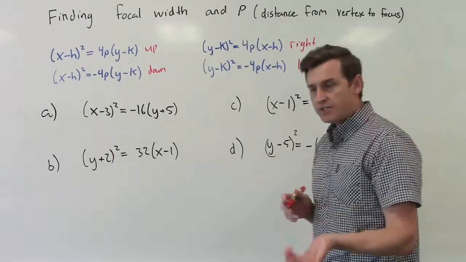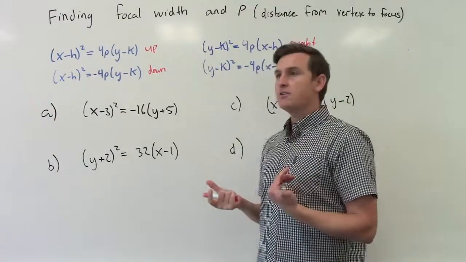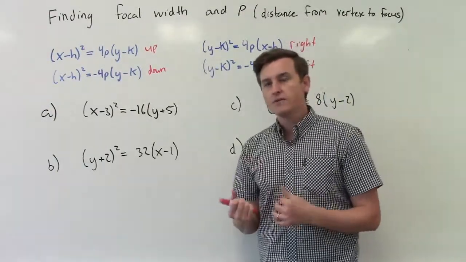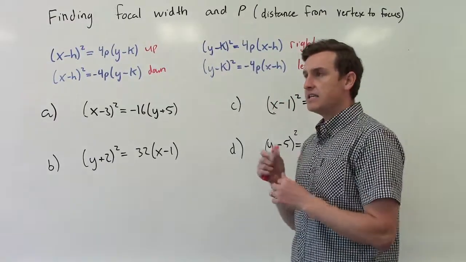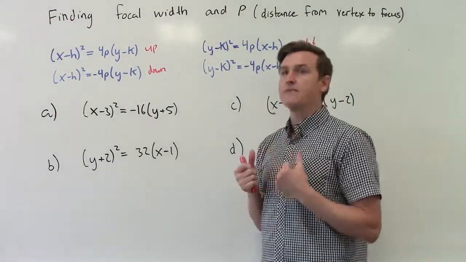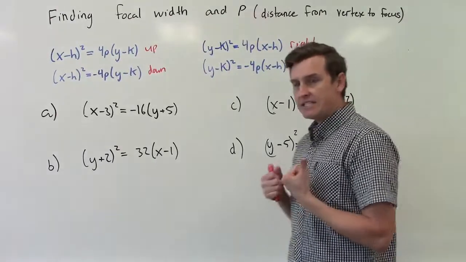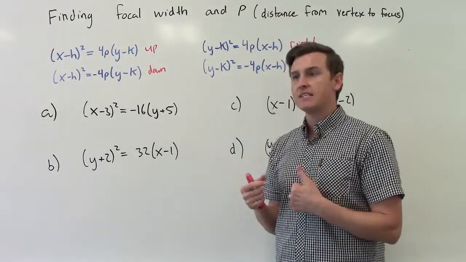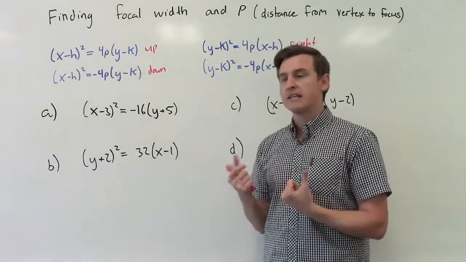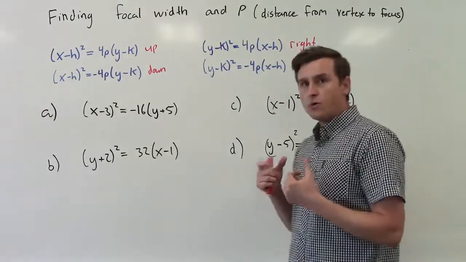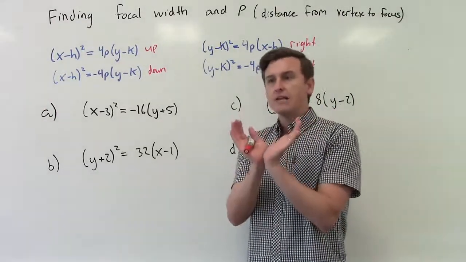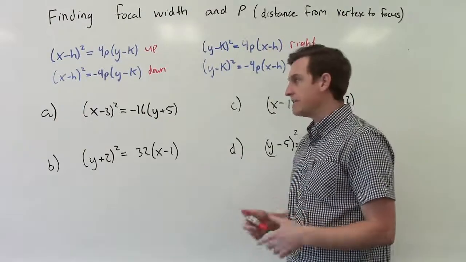In this video, what I want to show you is how to break down how to find focal width and how to find the distance between the vertex and the focus. That distance between vertex and focus we talked about is p. We use the letter p to represent that. And then the focal width is like the width of your parabola at the focus, and that's 4p.